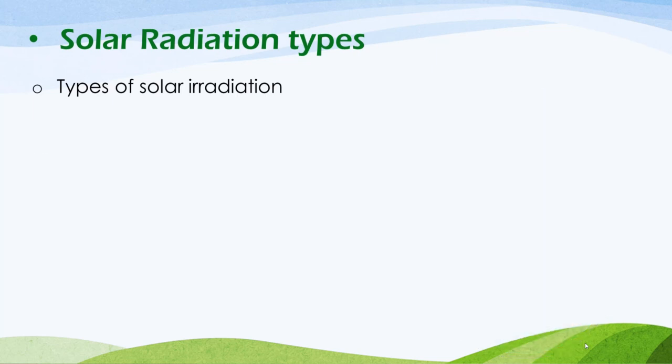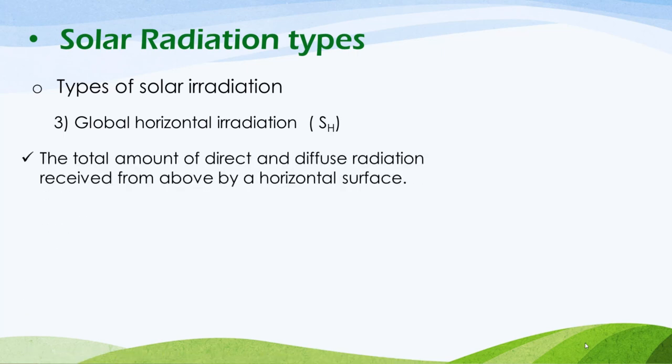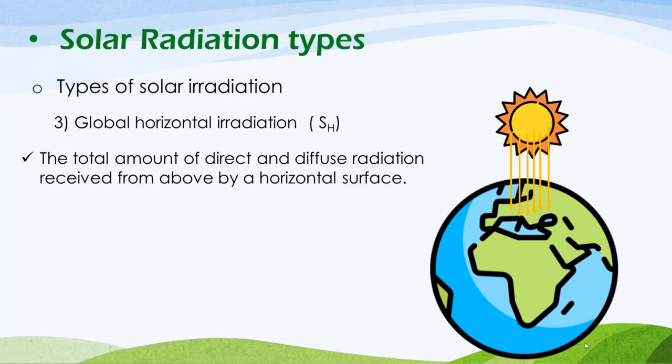Now the third type of the irradiation is called the global horizontal irradiation, or simply S sub h, and it's nothing but the collection of the direct and the diffuse horizontal irradiation. So it's called global irradiation because it contains two types of irradiation. For example, some rays fall directly to the earth and some other rays are scattered as they face the clouds on their path. The collection of those irradiations on the earth is the global horizontal irradiation.